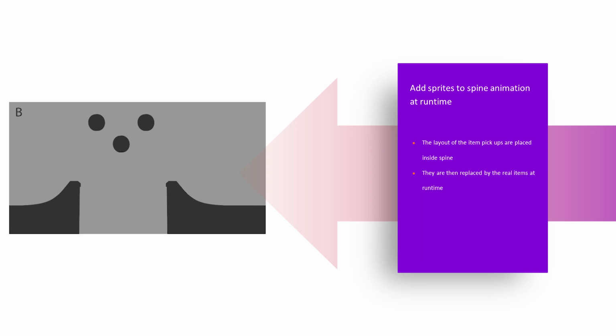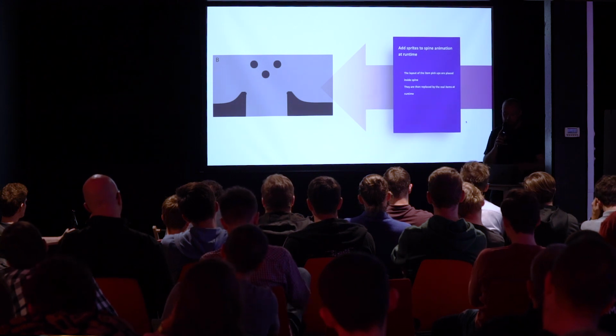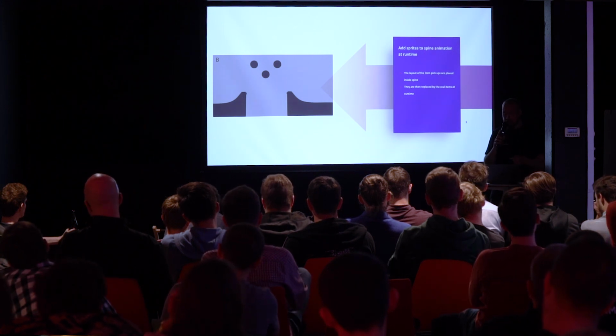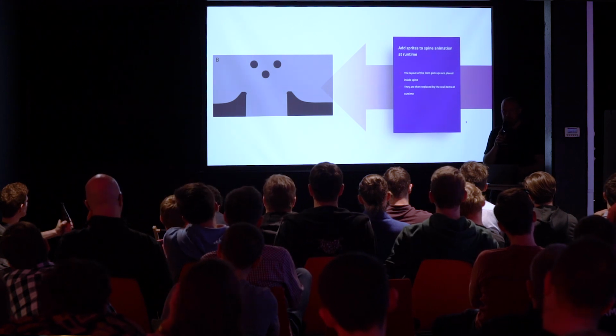The layout of the item pickups is created inside the Spine editor tool. And at runtime, these items are switched to the real items that come from the math of the game. This is quite easy to do because the position of the items can be found at runtime by finding the name of the object inside that Spine animation.